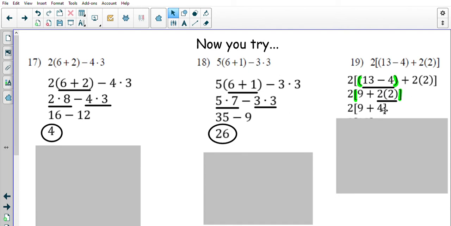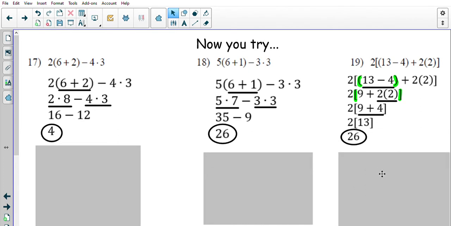2 times 2, of course, is 4. Notice how I still have the brackets there because there's an operation inside the brackets. So now I do that last operation, and I can drop those off now. 9 plus 4 is 13. So if you have 2 parentheses 13 or 2 brackets 13, you can certainly write that as 2 times 13. That'll also get us 26 for our solution.